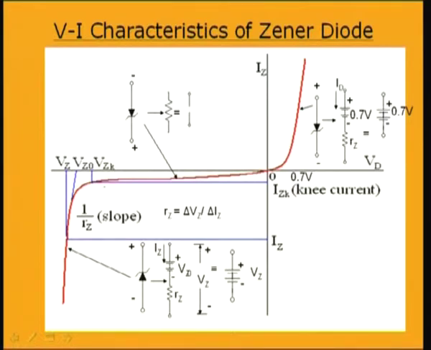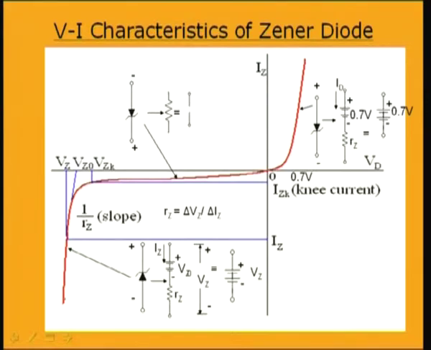The center of this knee point is corresponding to Izk, Vzk. Actually, that point is significant in the sense that before this point is reached, the reverse breakdown phenomenon is not occurring and the Zener diode is only having the reverse saturation current, which is very, very negligible. So, the resistance is very, very high. After this knee point is reached, the current is rising very sharply.